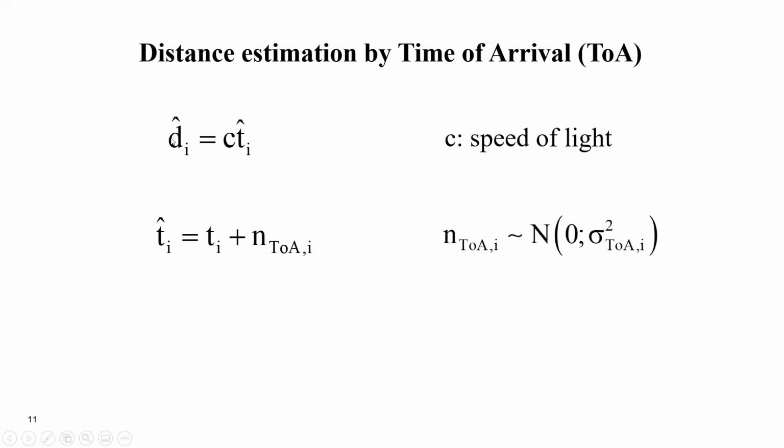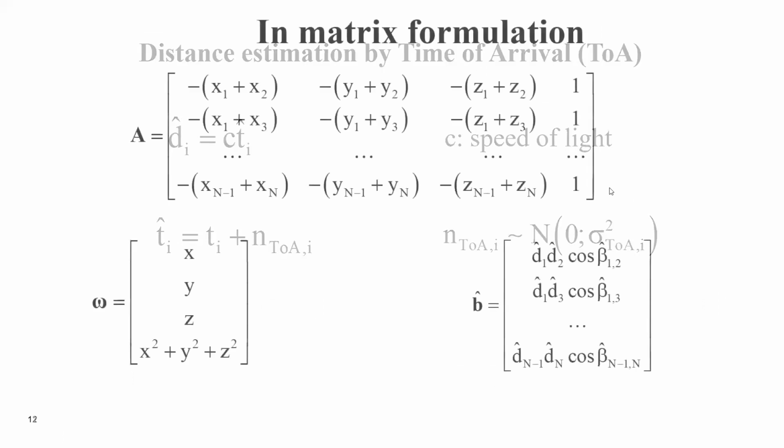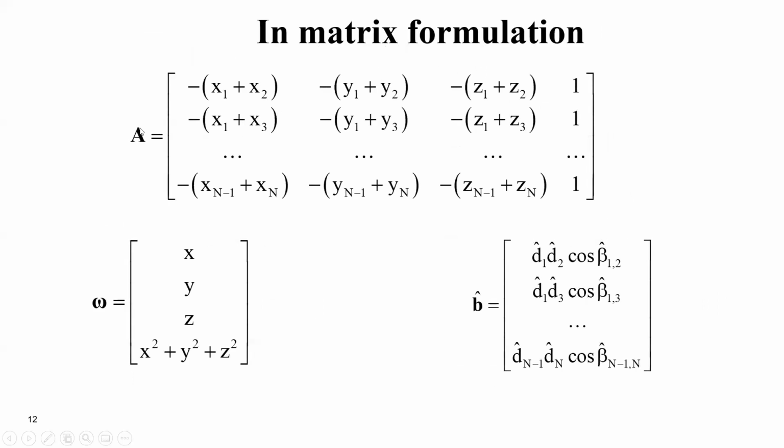To estimate the distance, we use the time of arrival, TOA. We consider the estimated di equal to c multiplied by estimated ti, where c is the speed of light, and the estimated time of arrival equals the true time of arrival plus an estimation error, where the estimation error is assumed to be zero-mean Gaussian distributed. In matrix formulation, we define the matrix A, the vector omega, and the vector b hat, where di hat is estimated by the TOA, and beta ij hat is the estimated DDoA derived from the related azimuth and elevation angle.